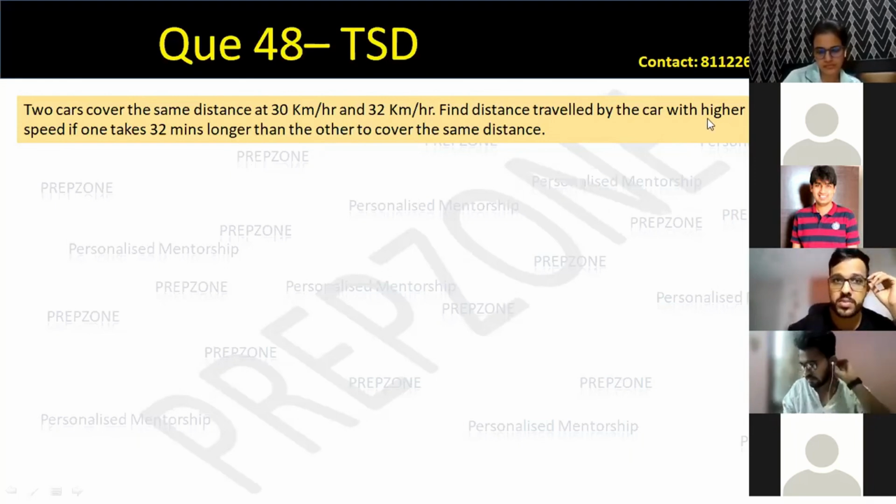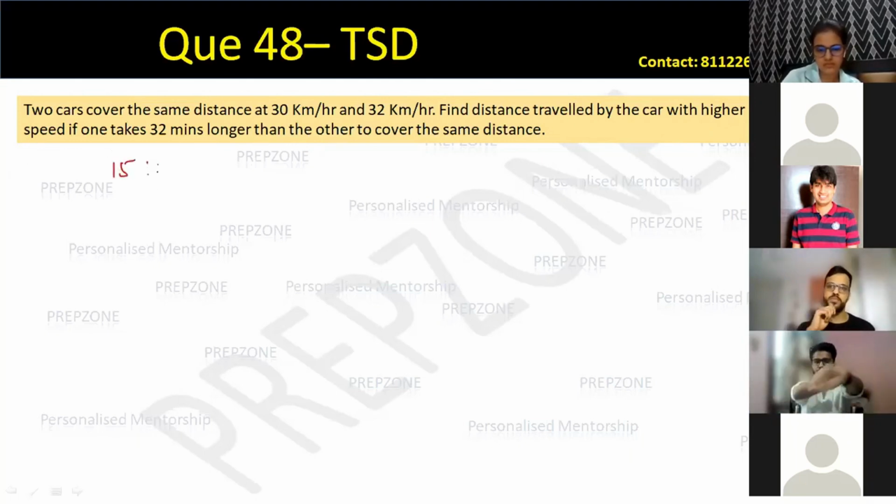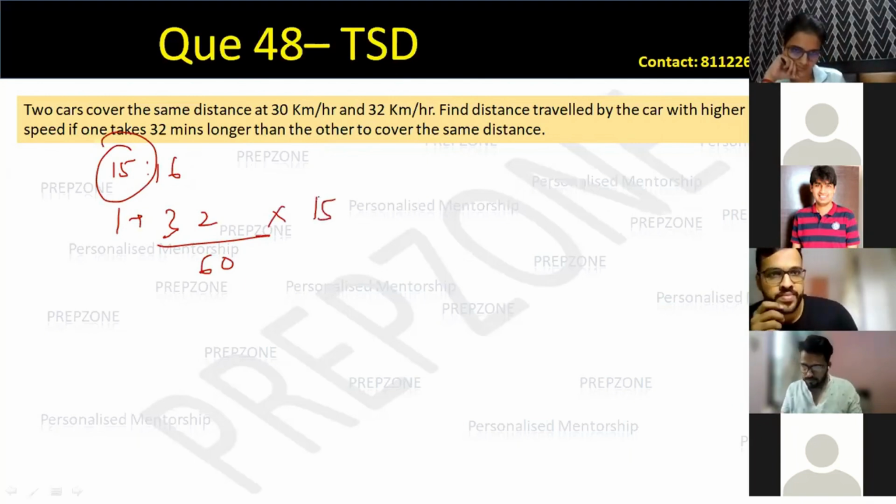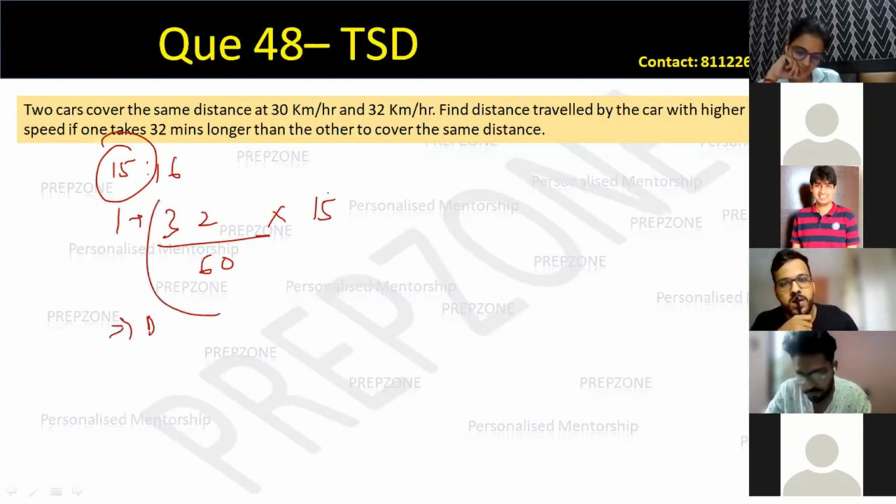Okay, distance traveled by the car with higher speed. जिसका speed ज़्यादा होगा उसका time कम होगा. So 15:16 was the ratio. 1 unit was 32 minutes, say 32 by 60 hours. So 15 units will be 32 by 60 into 15. Okay, this is the time taken by the car which is moving at a higher speed, which means distance कितना हो जाएगा? This is the time into speed. Speed कितनी है? 32 km per hour. Just solve this, you will get 256 km.